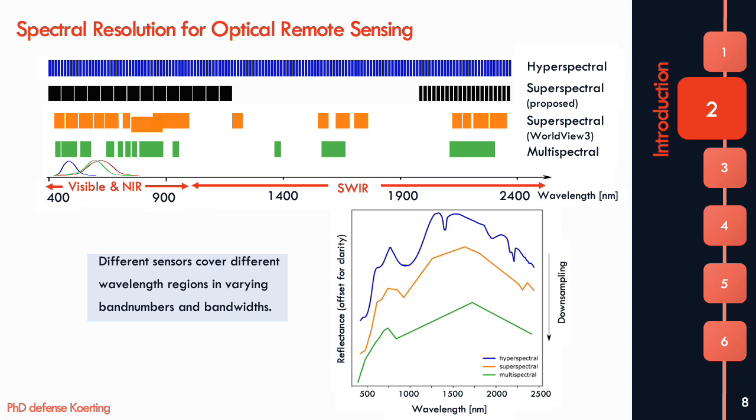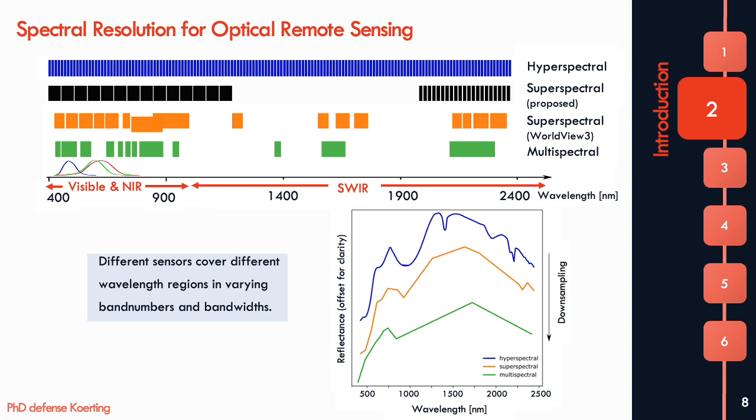Hyperspectral sensors, as you can see here in blue, collect the incident light in narrow consecutive overlapping bands and a large number of bands, up to 500 or more. This allows them to resolve very narrow absorption features, as you can see in the blue spectrum here, where we have these very narrow absorption features that are still visible.